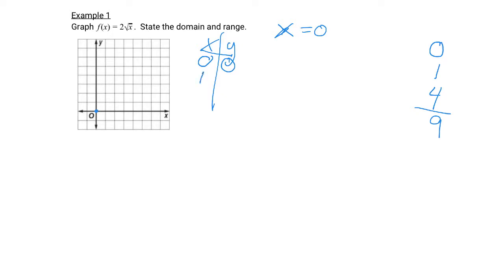So the next one we plug in will be 1. So we've got the square root of 1 is 1. 1 times 2 is 2. So that's our next point. X is 1, y is 2.